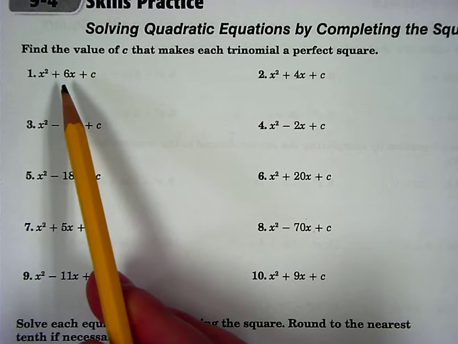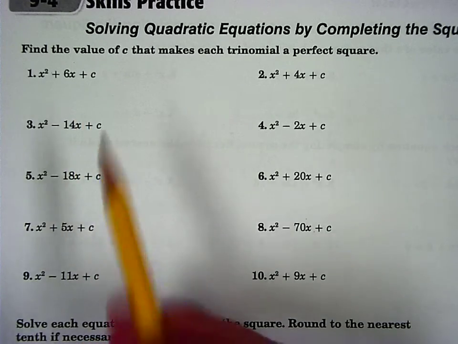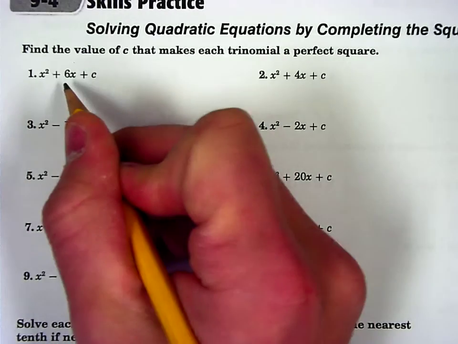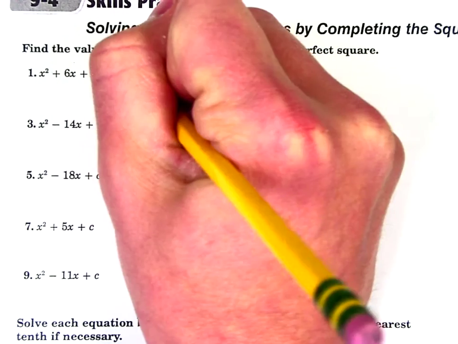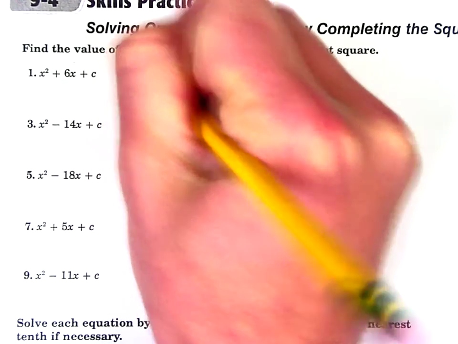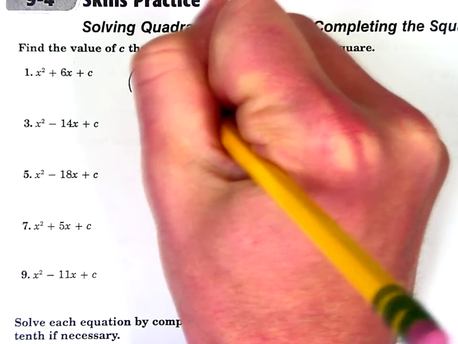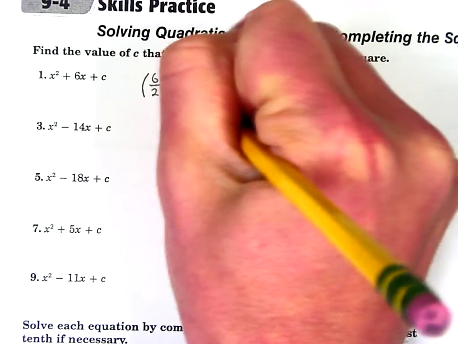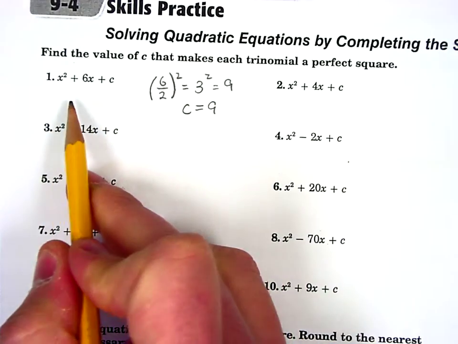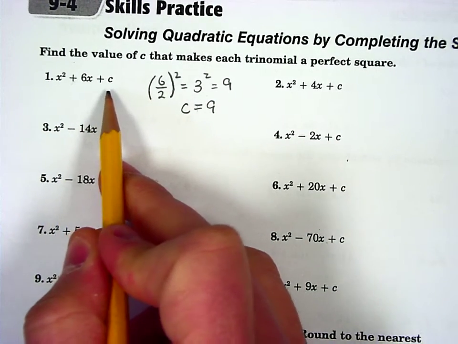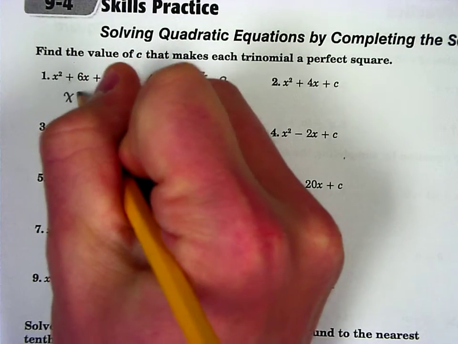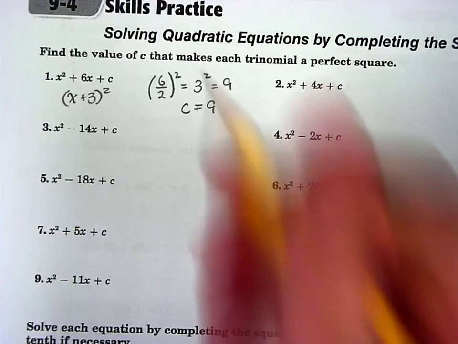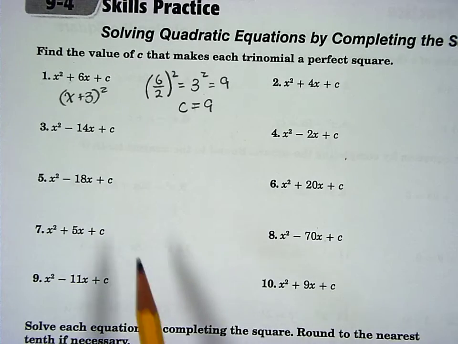So let's look at this first one. It's x squared plus 6x plus c. We want to find c. So you want to look at your middle term, divide it by 2, and square it. So 6 divided by 2 is 3. 3 squared equals 9. So c is going to be equal to 9. It's that simple. And you could even check your work, because if you were to plug in 9 for c and factor that, you'd end up getting x plus 3 squared, which is exactly what you want. That's what makes it a perfect square.